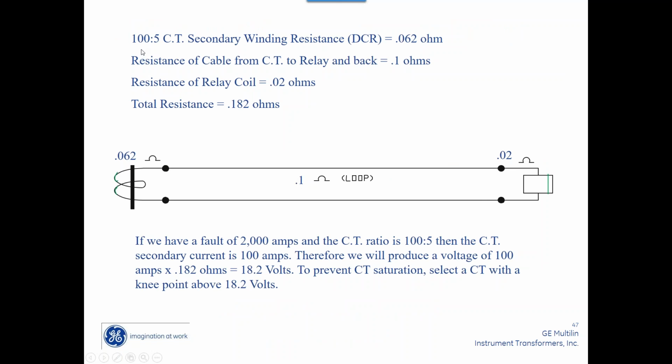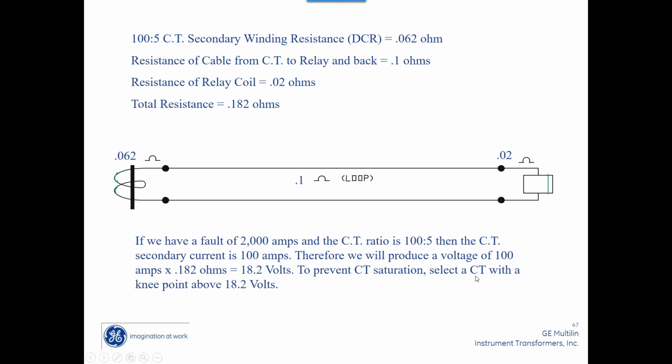So let's do our first example. I'm taking a 100 to 5 CT. My DCR is 0.062 ohms. My resistance of the cable was 0.1 ohm. My relay was 0.02 ohms. Total is 0.182 ohms. So if this is a 100 to 5 CT and I see 20 times that, which would be 2,000 amps, and my ratio is 100 to 1, we'll produce 100 volts. So across that, I've only got a burden of 18.2 volts.